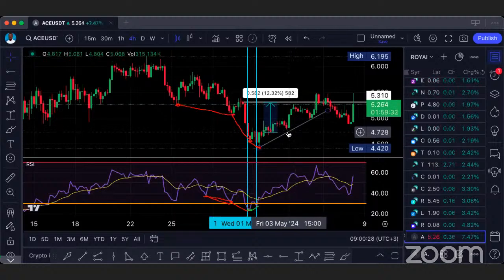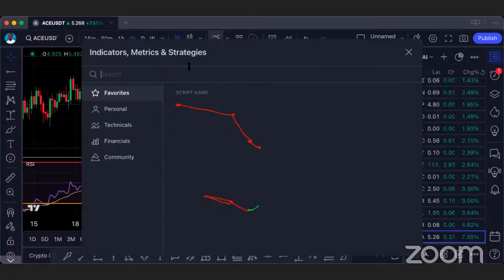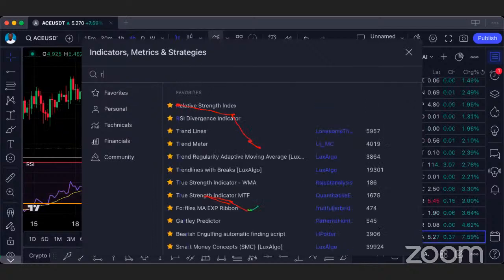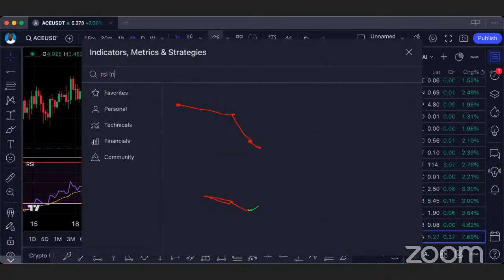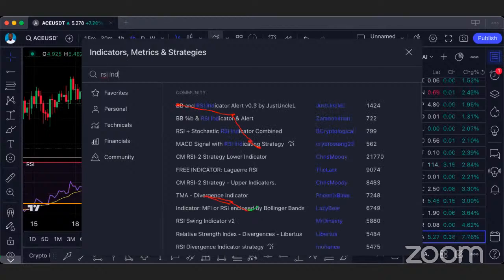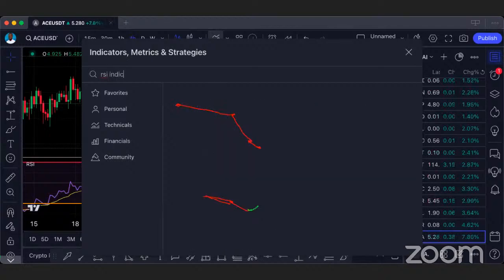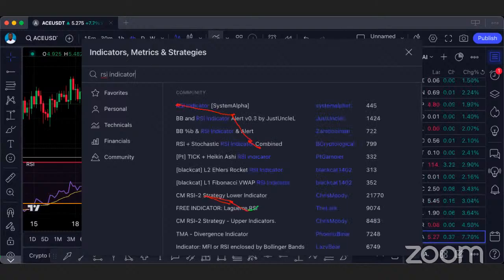Thank you so much for today's lesson. We have learned about the stochastic RSI, and we have learned about the relative strength index indicator. Some people usually look for the other one. They call it the RSI indicator. But I don't believe it's there. Let us see. The RSI indicator.